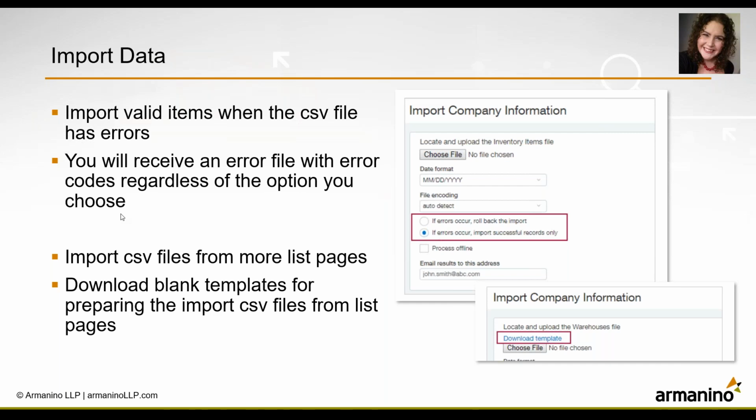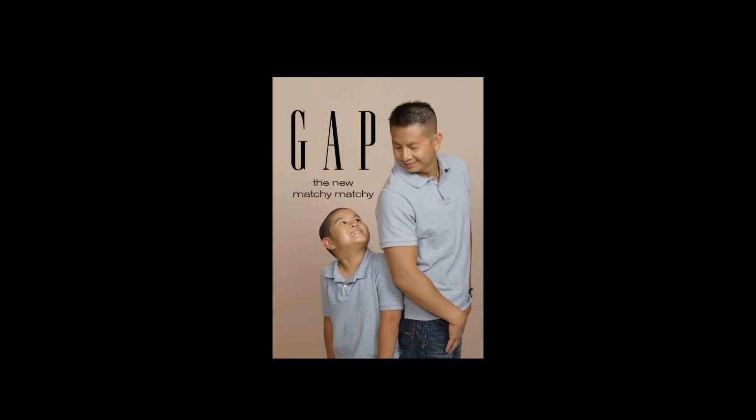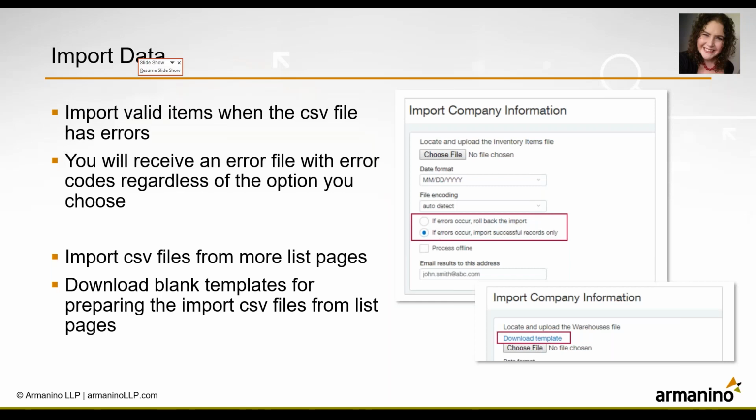So by default, it's going to be set to import the successful records only if errors occur, but you can also roll back the entire thing. That's if there's any errors, none of it will be updated. So both options come in handy, definitely from our implementation standpoint.